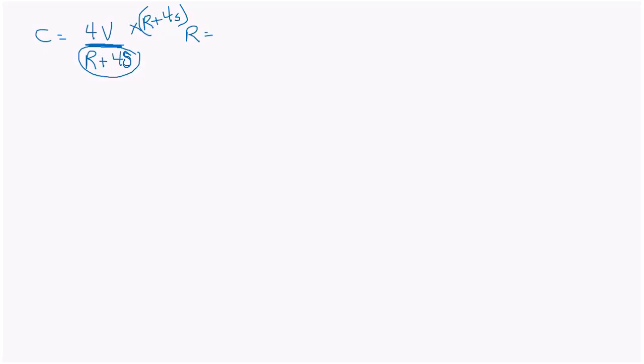And whatever you do to one side, you also want to do to the other side. So we want to multiply C by R plus 4S. By multiplying the right side by R plus 4S, that actually cancels it out, leaving us with 4V on the right-hand side and C times R plus 4S on the left-hand side.